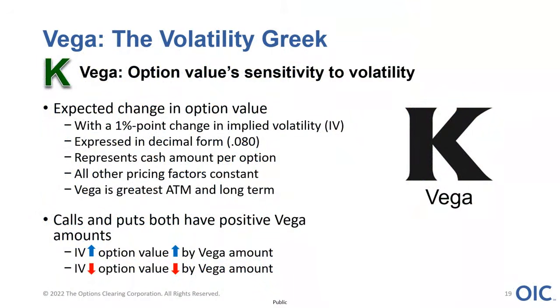Vega is one of the Greeks. It's one of the first order Greeks. There's 5 of them. Vega is a measure of an option value's sensitivity to volatility.